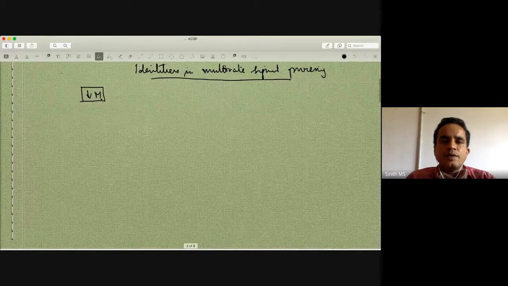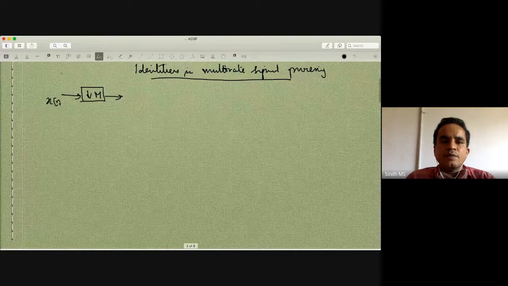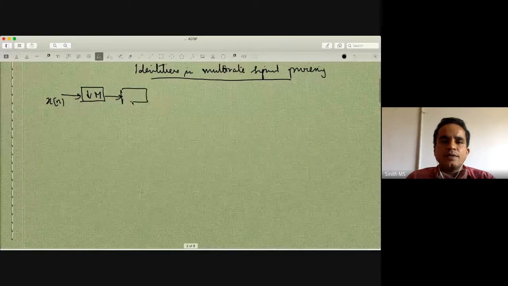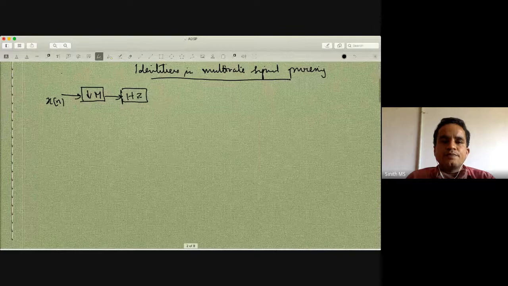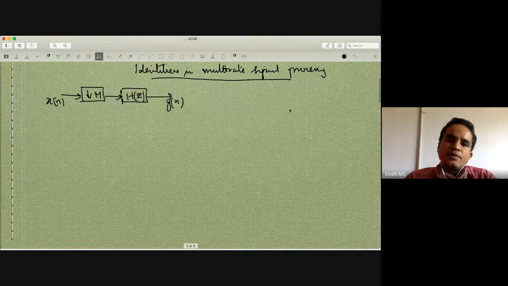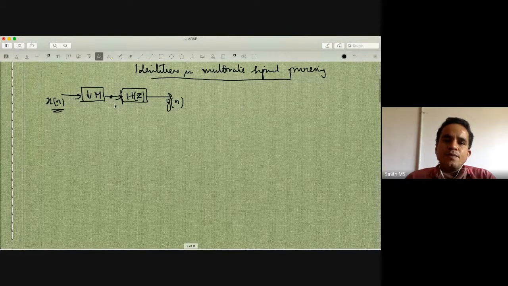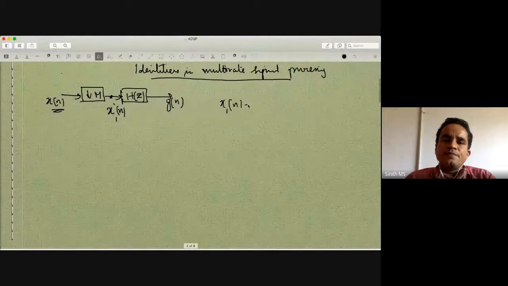Suppose you have a signal x of n downsampled by a factor of m, and you have a filter H(z). What will be y of n? We were considering a few examples like this. So if you have x(n) as input and a downsampler by a factor of m, let us call the output at this point x1(n). So x1(n) will be x(mn) basically.